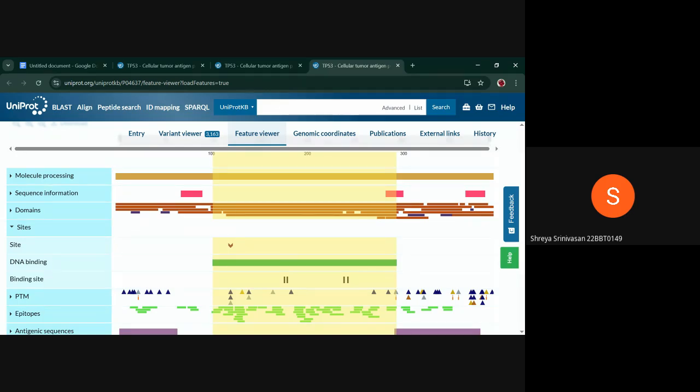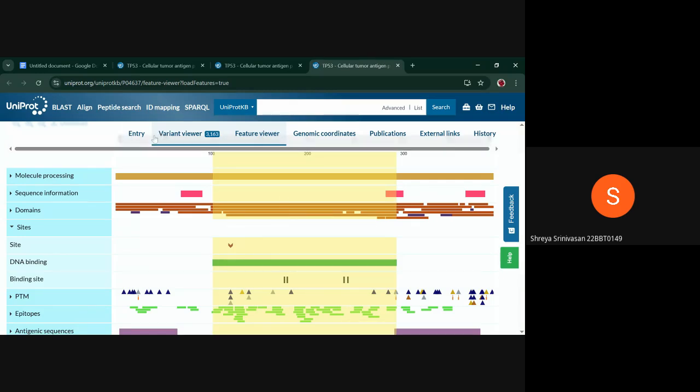Next, we are going to see if this is actually going to be cancerous or not. Sometimes it may not bind to DNA, but it may not necessarily be pathogenic. There are some situations like that also. So now this is when we'll be moving to our next database, which is ClinVar.